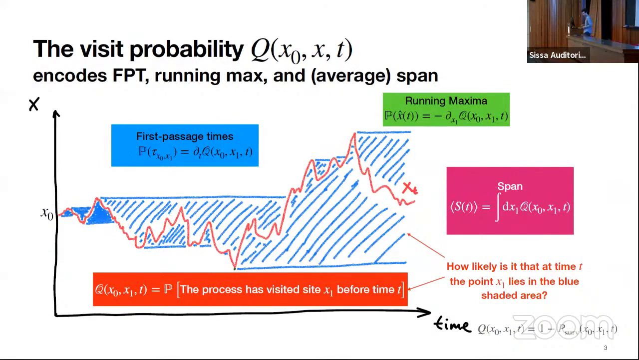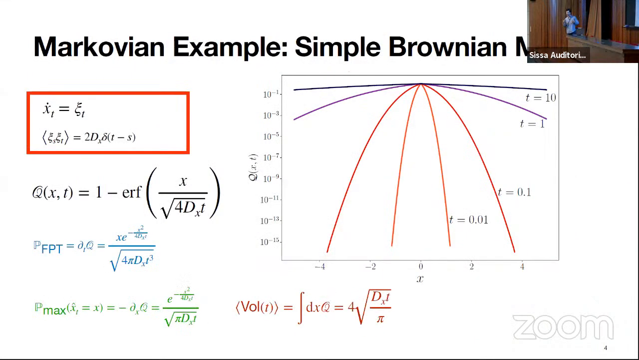Okay, so let's have a look at a Markovian example of simple Brownian motion, just to get a feeling for this. Simple Brownian motion, defined here through its Langevin equation, has a visit probability that you can give in closed form. It's 1 minus the error function. And you can convince yourself that with the operations that I mentioned earlier, you get all the correct distributions of first passage time, running max, and mean volume explored.